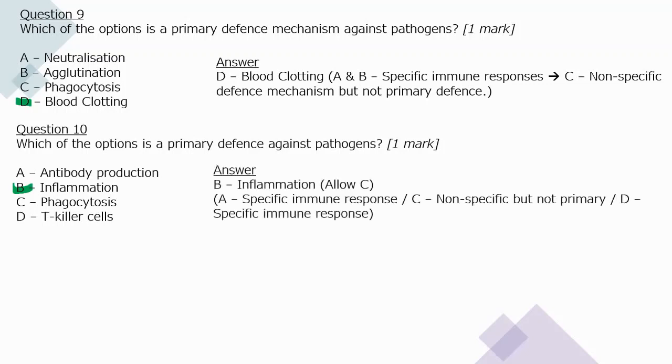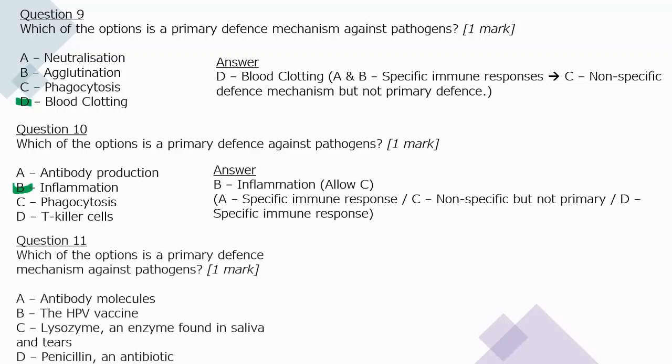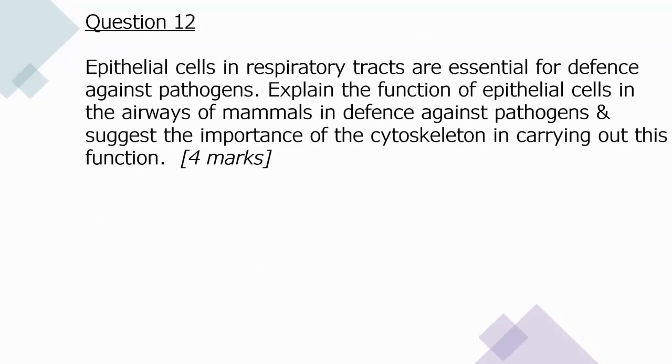We then have question 11, which is the same question, but our answers are antibody molecules, the HPV vaccine, lysozyme, or penicillin. So we know, of course, that lysozyme is a primary defense against pathogens, and we can see our answer here. Question 12. Epithelial cells in respiratory tracts are essential for defense against pathogens.